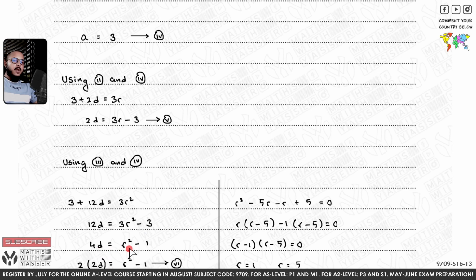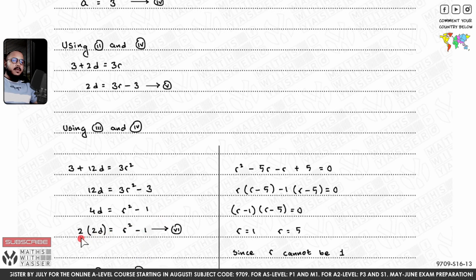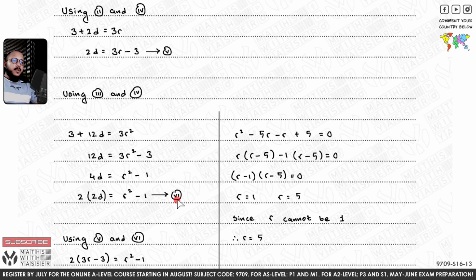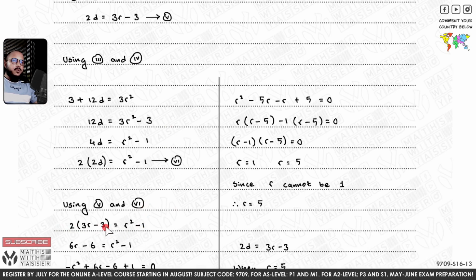So 12d is equal to 3r squared minus 3. So 4d is equal to r squared minus 1, or we can say 2 times 2d equals r squared minus 1. The reason I took 2 common and made it 2d is so that it is easier to substitute equation number 5. In equation number 5, I have stated that 2d is equal to 3r minus 3. With the help of equation number 6 and 5, instead of 2 times 2d, it will become 2 times 3r minus 3, because 2d is the same as 3r minus 3.